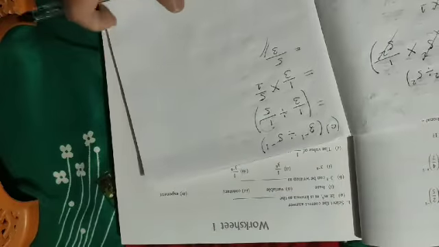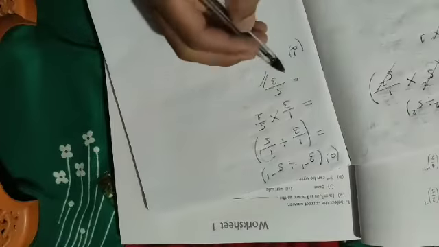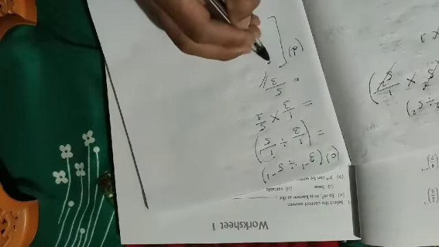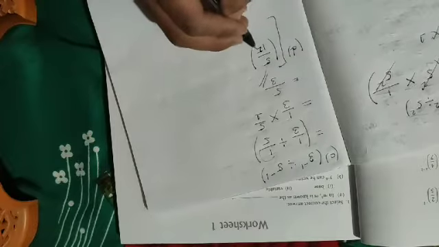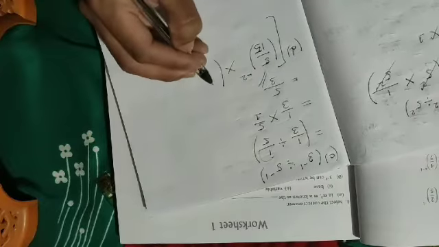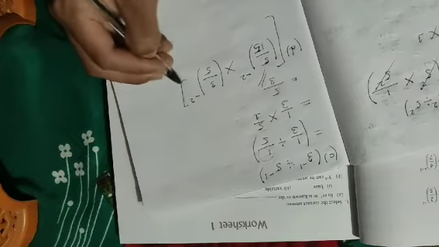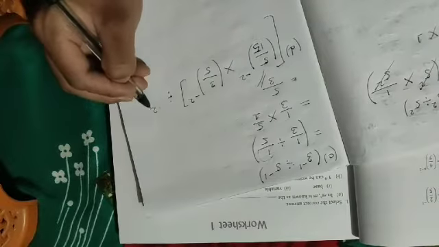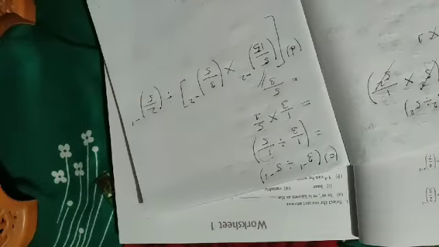Okay, so now question number D. What is question number D? Question number D is (5 by 15) whole to the power minus 2 into (3 by 5) whole to the power minus 2 divided by (2 by 5) whole inverse, right? So this is the question.